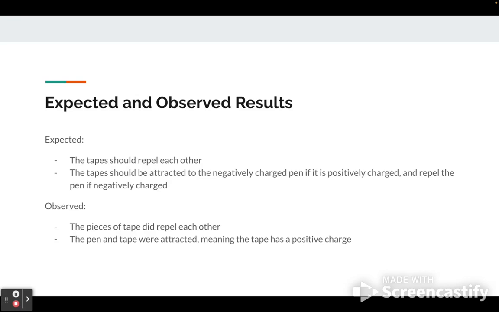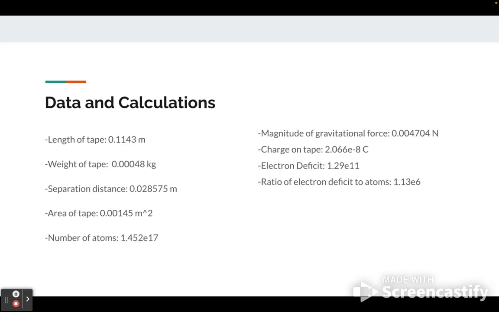So our expected results are that the tape should repel each other and they should be attracted to a negatively charged pin if they're positively charged and vice versa. And then our observed results were that the pieces of tape did in fact repel each other and the pin and the tape were attracted, meaning that the tape has a positive charge, meaning that it has a deficit of electrons rather than an excess of electrons.